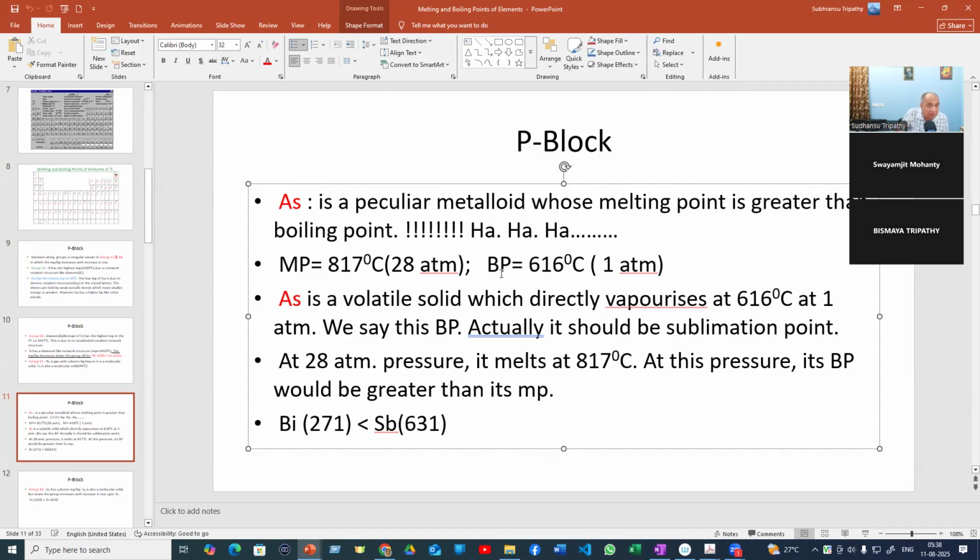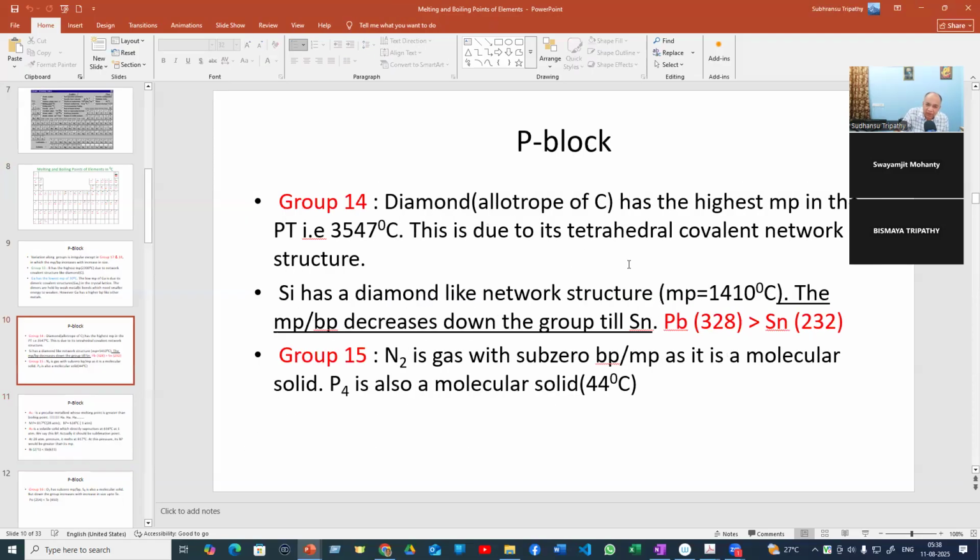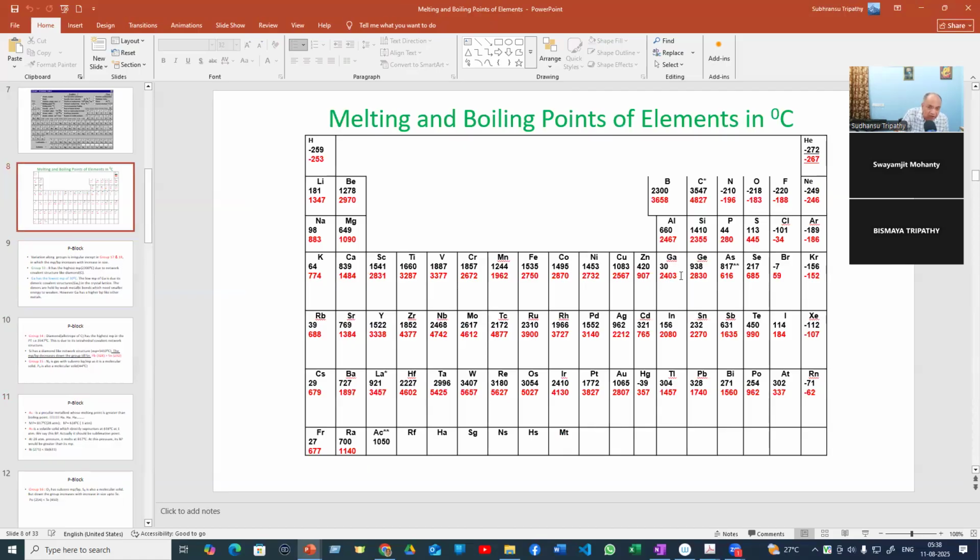817. Had it really melted at 1 atmosphere and shown its beautiful liquid appearance, then it would have been definitely less than 616. But since we are applying high pressure, that is why in the table it looks weird. The melting point is more than the boiling point. I've explained everything. And this antimony, it goes on increasing down the group as the metallic character increases.